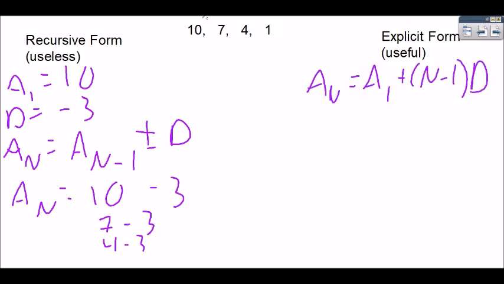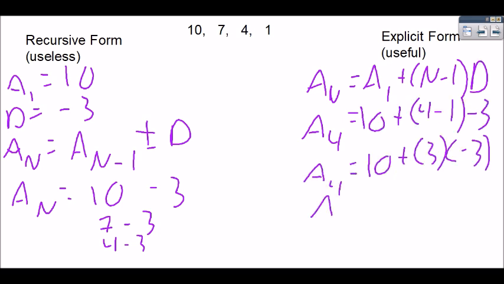So let's say I wanted to find the 4th term. That's this guy right here. That means I want to say, what is the 4th term? And I'm just going to plug in my first term, which term I'm looking for, 4, and my common difference of minus 3. So after plugging in my 4th term and common difference and first term, I found out that the 4th term is 1, which is right.